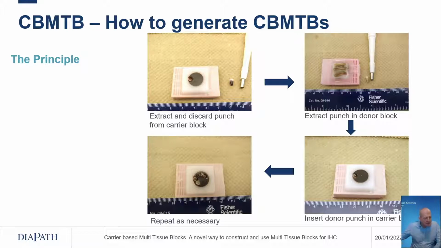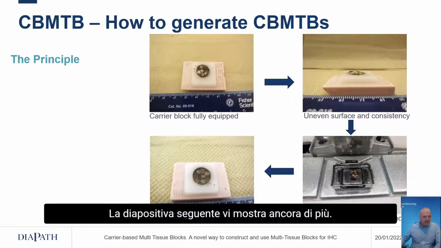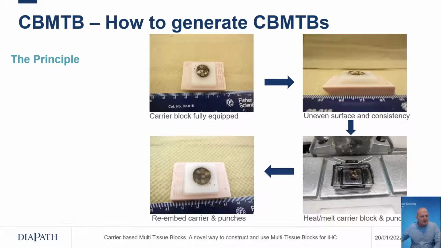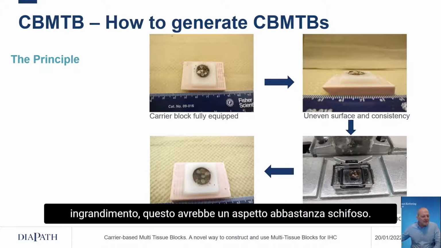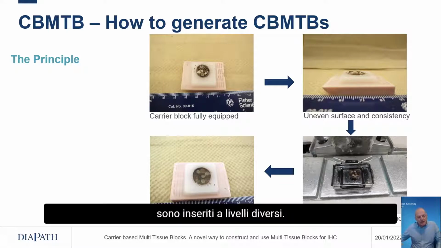But you see, this doesn't really look very nice. The following slide shows you even more. If I would show you a high magnification, this would look pretty crappy. And if you look from the side, you know, they're all crooked. They're in different levels. So what is important? You have to re-embed the tissue.